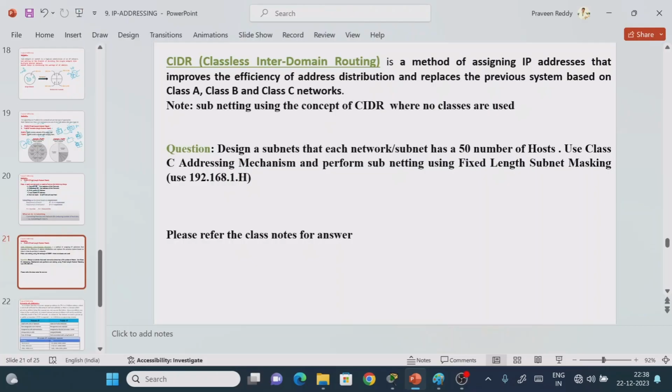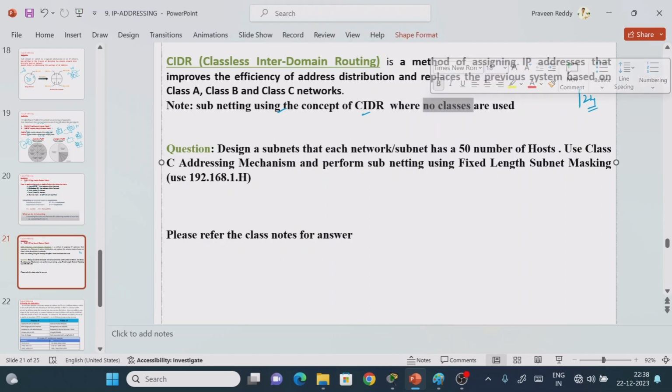Hey guys, in the previous class we saw the given question. In today's class we are going to solve the answer for this given question. One point to remember here is that subnetting uses the concept of CIDR. CIDR means we have this slash representation, so we differentiate between how many network bits we are using and how many host bits we are using. There we are not using the classful IP addressing mechanism.